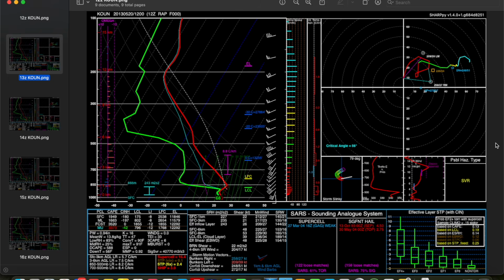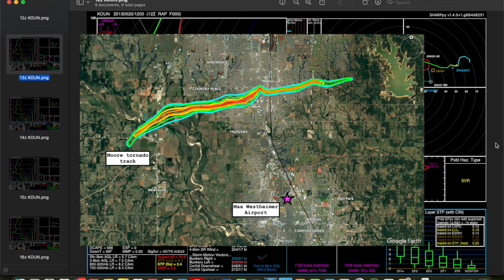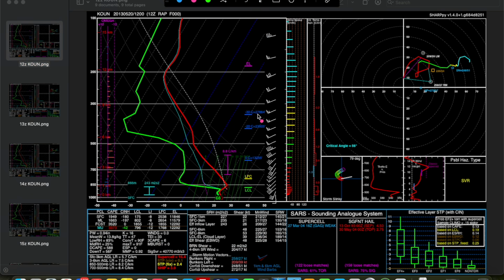So these soundings were taken from Max Westheimer Airport on the north side of Norman, Oklahoma, again about 6 to 6.5 miles south of the track of the tornado as it went through Moore. At 12Z, we start out the day, as we discussed, with a strongly unstable but strongly capped environment, thanks to that deep elevated mixed layer extending up to almost 500 millibars. Also, warm advection was ongoing in the low levels, given veering and strengthening winds with height, with strongly curved hodographs to start the day.